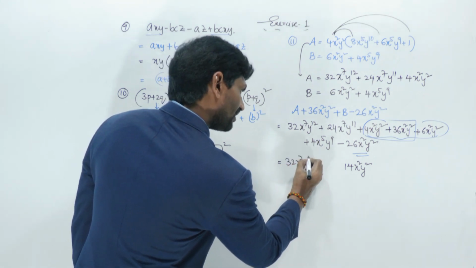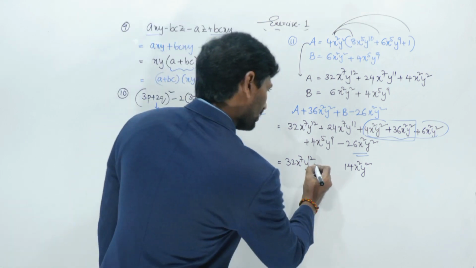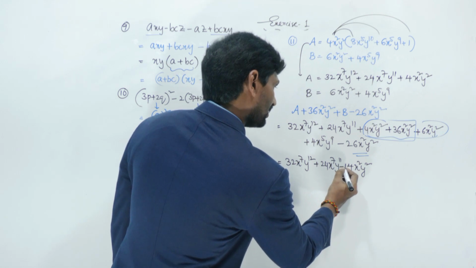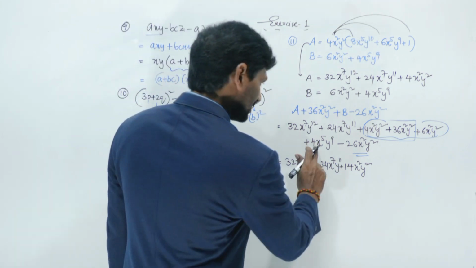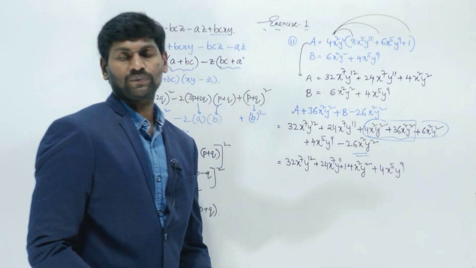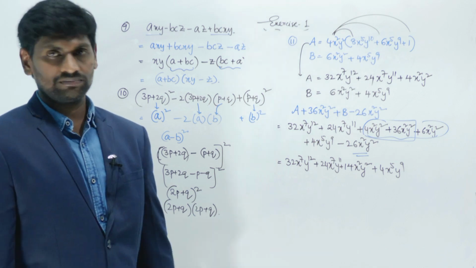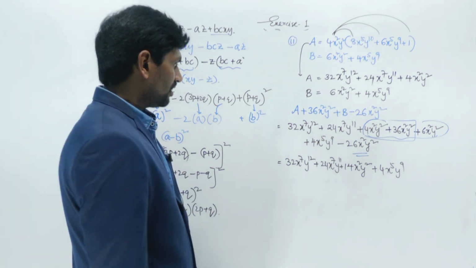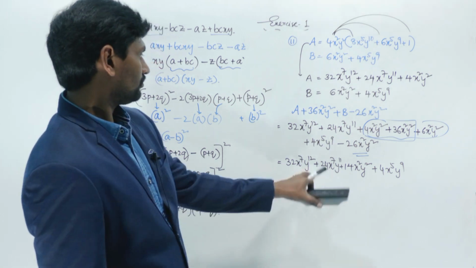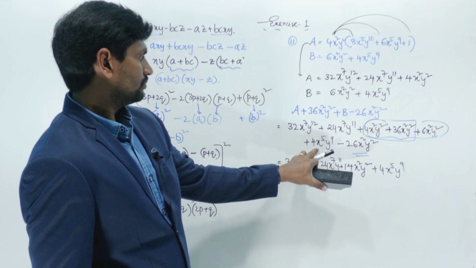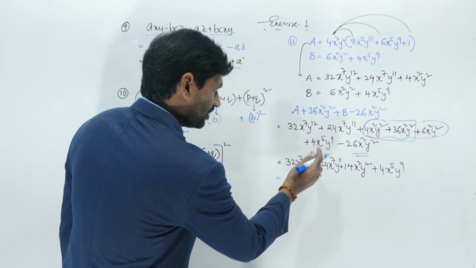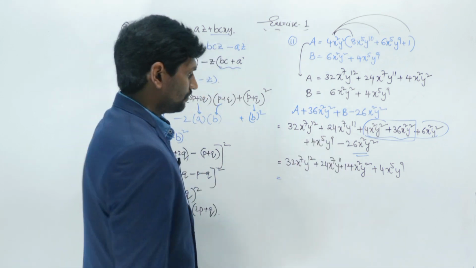32x^7y^12 + 24x^7y^11 + 14x^2y^2, and this one also 4x^5y^9. Now identify the common term from all of them. I think 2 will be the common factor, right? Yeah, 2 will be the common term here. Common number as a common term.